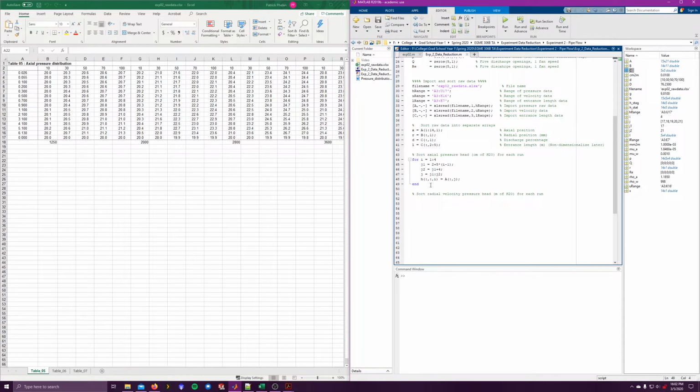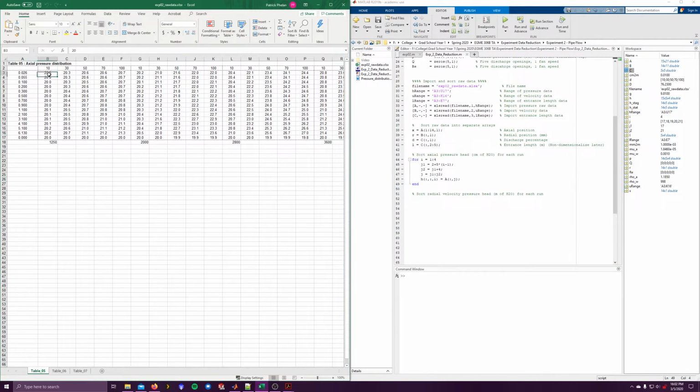Okay, so now what I've done is I've typed out this code right here to sort out the axial pressure for each of the runs. So I have for i equals 1 to 4 for each run. That's for the 4 fan speeds that we have. And then I have some kind of weird looking code here, so I'll go through this. For the first run, we want to get our data starting in column 2 here. So I have J1, just some variable. I have J1 equals 2 plus 5 times i minus 1.